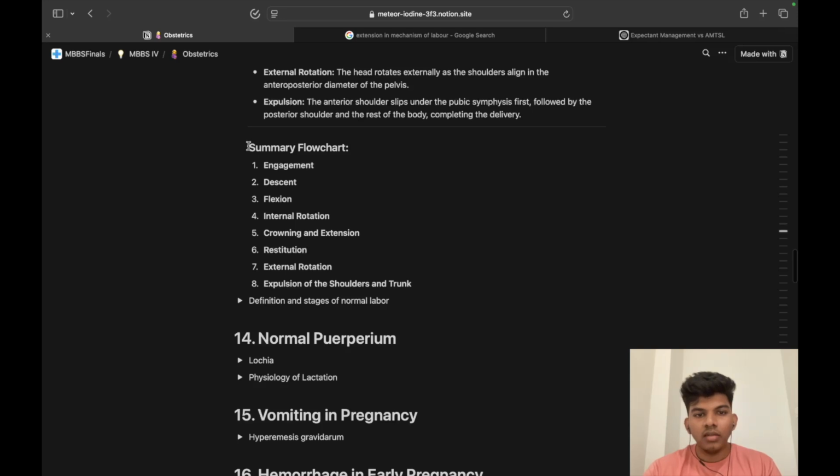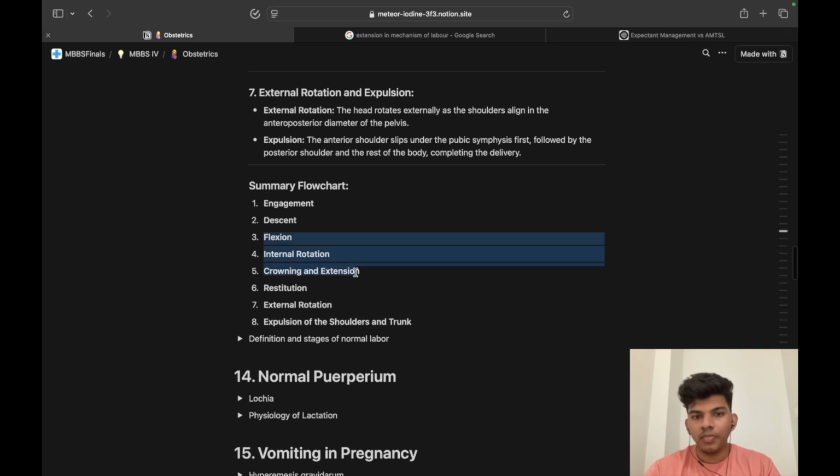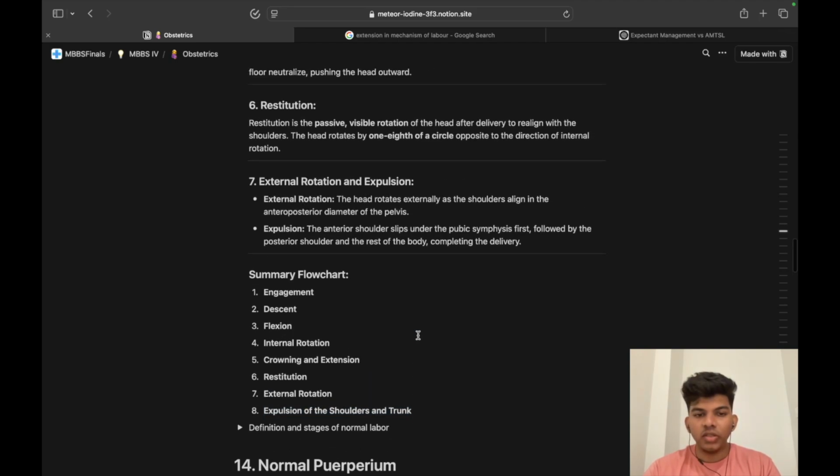We'll look at the names again. Engagement, yes, we know what that is. Next, descent, as it passes down, very smooth. Flexion of the head, internal rotation of the head, and there are two ways, occipitolateral and oblique anterior position. Then there is crowning and extension. Crowning we know, extension, restitution, and then external rotation, which is untwisting, meaning external rotation to align with the shoulders, which are also rotating. Next one, expulsion of the shoulders and the trunk. So this one was the final step.